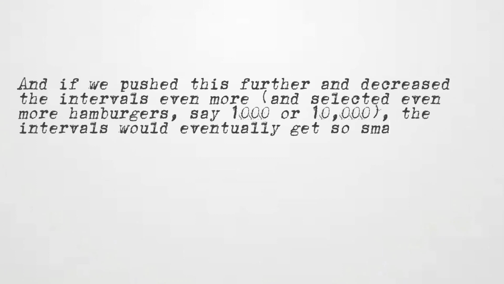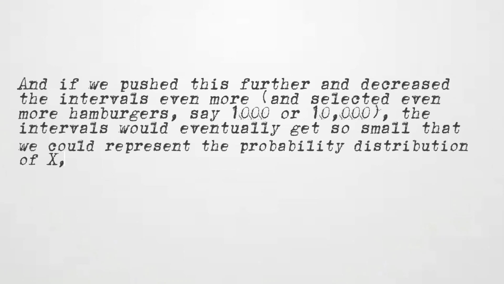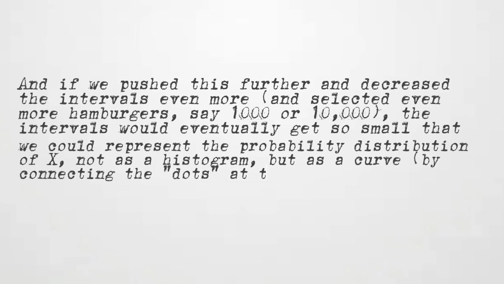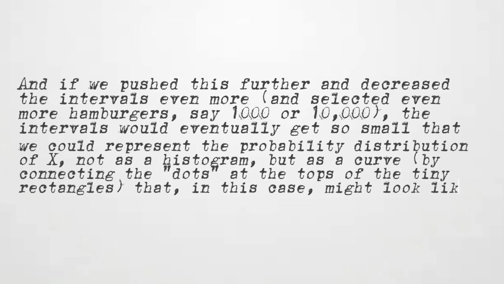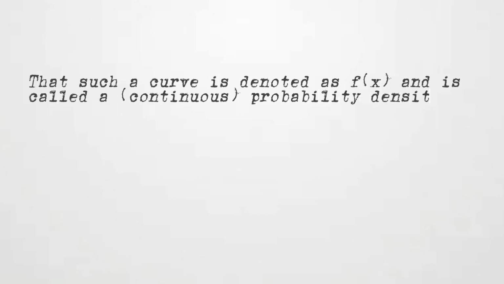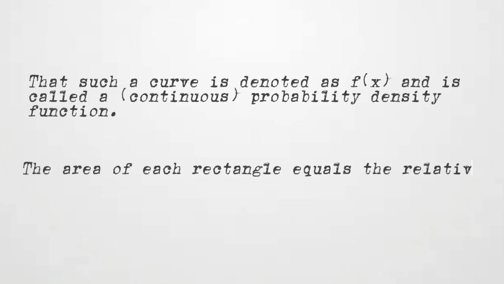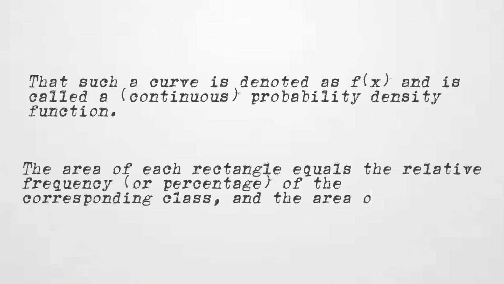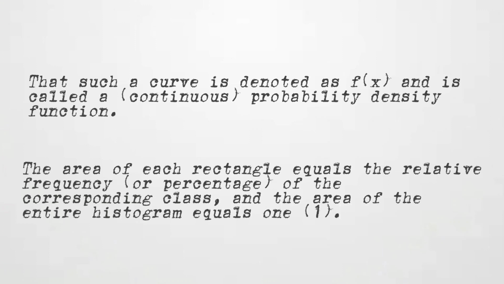and select even more hamburgers, say 1,000 or 10,000, the intervals would eventually get so small that we could represent the probability distribution of X not as a histogram but as a curve, by connecting the dots at the top of the tiny rectangles, which in this case might look like this. So we will show you the probability density function, or the curve. Such a curve is denoted as f(x) and is called a continuous probability density function. The area of each rectangle equals the relative frequency or percentage of the corresponding class, and the area of the entire histogram equals 1.